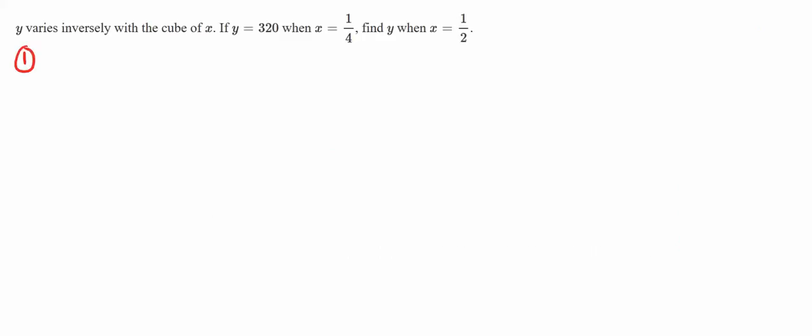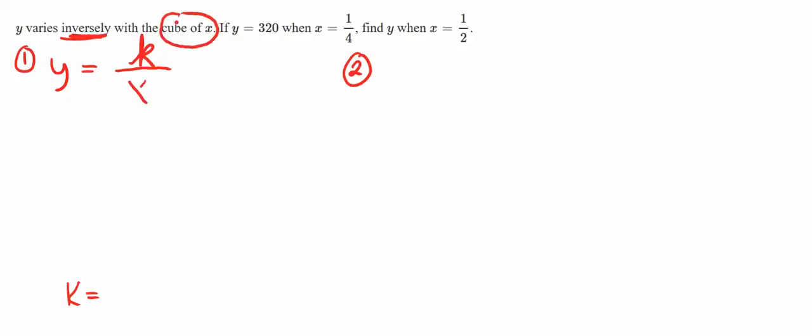Again, these things work exactly the same. Step 1, solve for k. Step 2, finish off the problem. All right, the generic formula, y varies, now you've got inversely. Okay, that's a little different. Inversely just means the k is on top, and now whatever it is is dividing the k out. And whatever it is is called the cube of x. So in this case, we got ourselves x cubed.